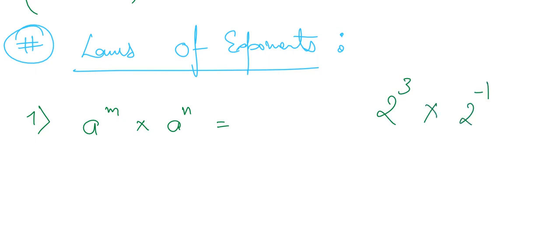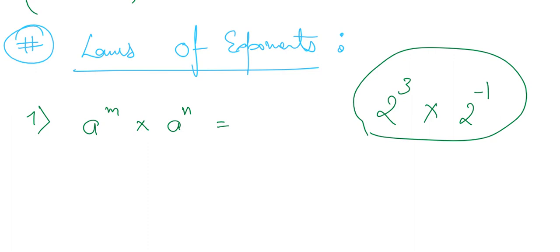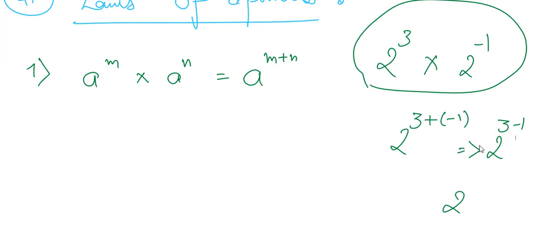If something like this comes to you, if I have the value 2 and exponents are different, I would just write a raised to the power m plus n. I would just be adding or subtracting, like in here it would be just 2, 3 plus minus 1. 3 plus minus 1, you know that is just 3 minus 1, obviously. So it would give you 2 raised to the power what? 2. Okay, so this would be your answer.